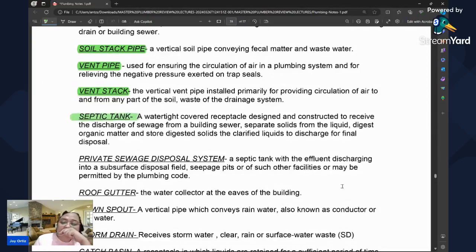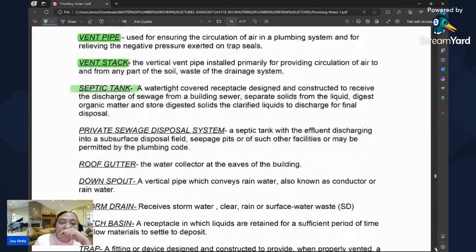We have also the septic tank. It's a watertight covered receptacle designed and constructed to receive the discharge of sewage from building sewer, separate solids from the liquid, digest organic matter, and store digested solids, the clarified liquids to discharge for final disposal.